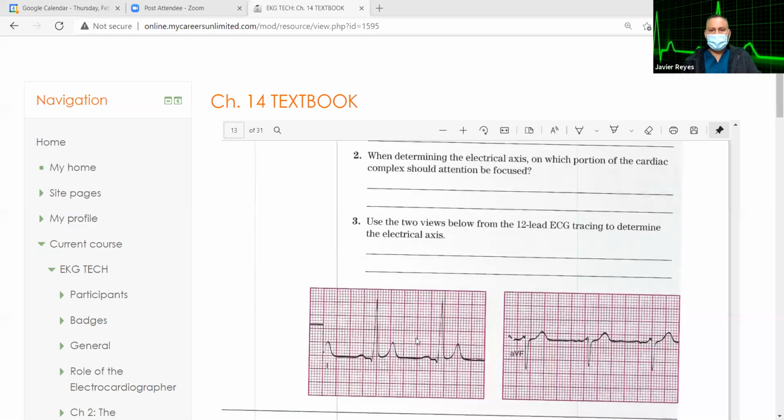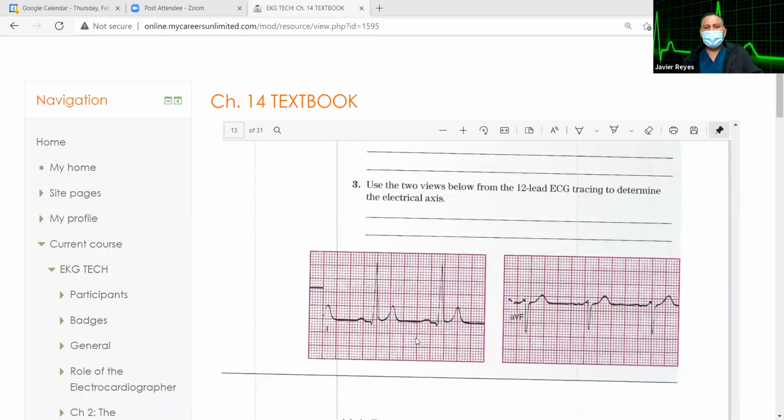Okay. Lead one and AVF. What are we looking at? We have a positive and we have a negative. That equals what? Positive lead one, negative AVF. What does that equal to? Left axis. Left axis deviation is correct.